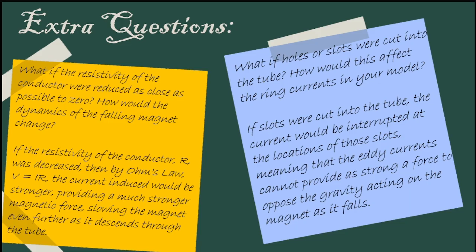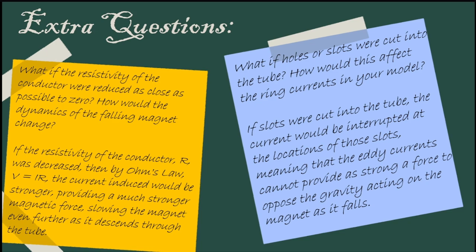Extra questions. What if the resistivity of the conductor were reduced as close as possible to 0? How would the dynamics of the falling magnet change? If the resistivity of the conductor, R, was decreased, then by Ohm's law, V equals IR, the current induced would be stronger, providing a much stronger magnetic force, slowing the magnet even further as it descends through the tube.